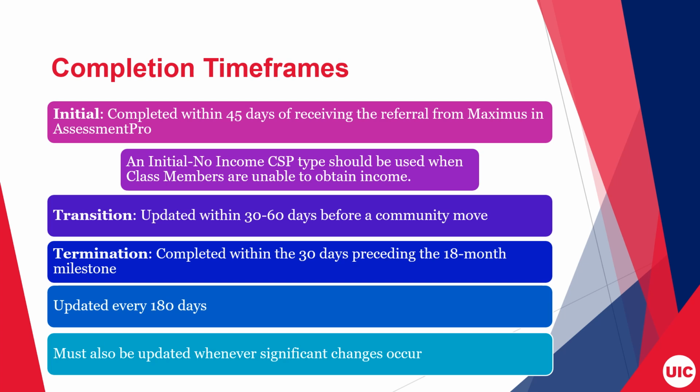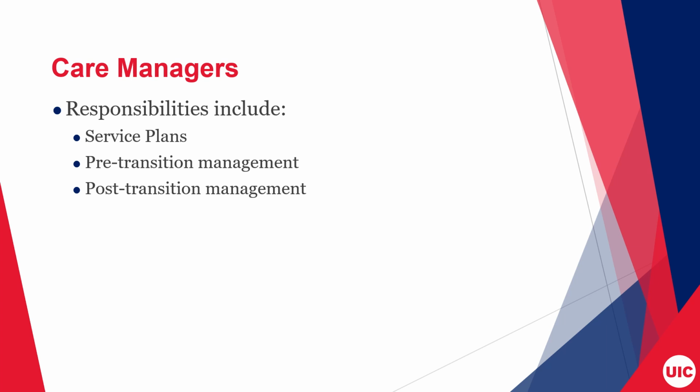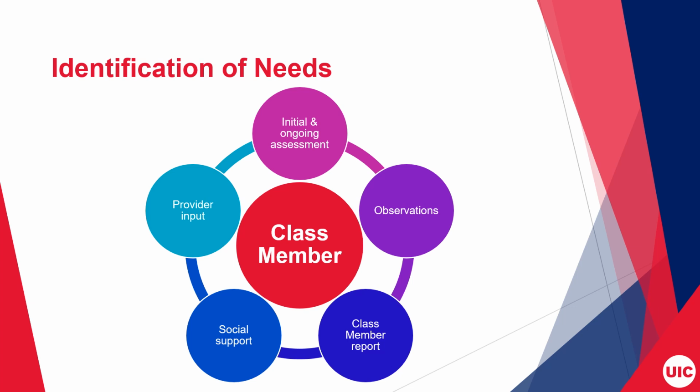Examples of when a service plan is clinically indicated to be updated sooner than 180 days may include, but are not limited to, when a class member enters a respite stay, and when a class member's physical or mental health significantly changes. Under the CCMTP model, the care manager is responsible for service plans, as well as pre- and post-transition care management. The service plan should incorporate the findings of the assessment completed by Maximus and any additional internal agency assessments completed, for example, nursing and occupational therapy assessments.